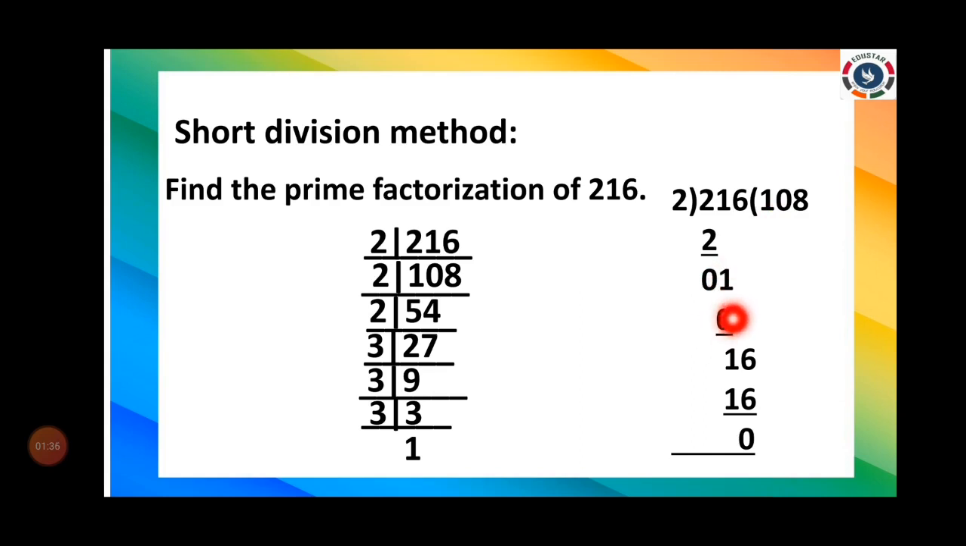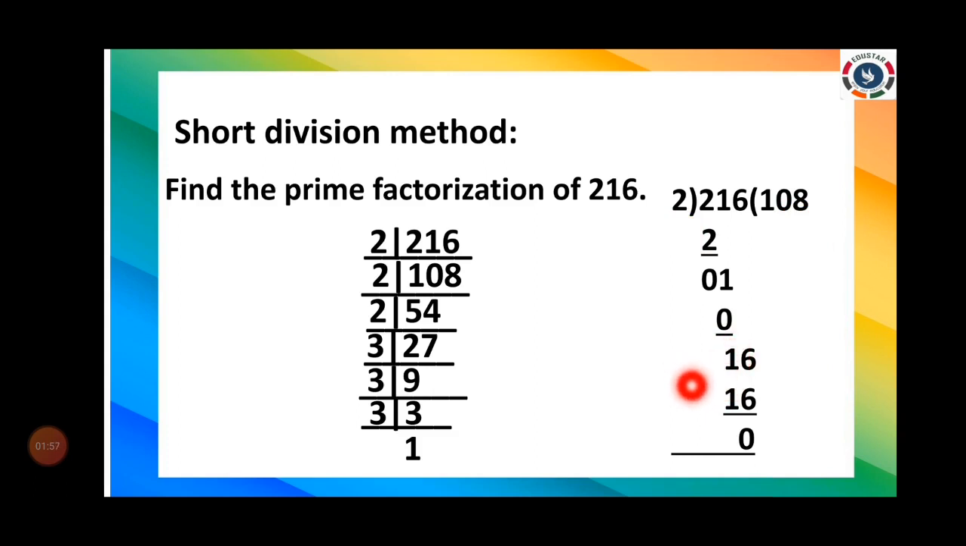Then you subtract the values. 1 minus 0, how much? 1, you write. Then what do we have remaining? 6, you have to bring it down. So the 1 becomes now 16. How many times of 2's are there in 16? 8 times, right? 8. 8 2's are 16. Then write 16 here.